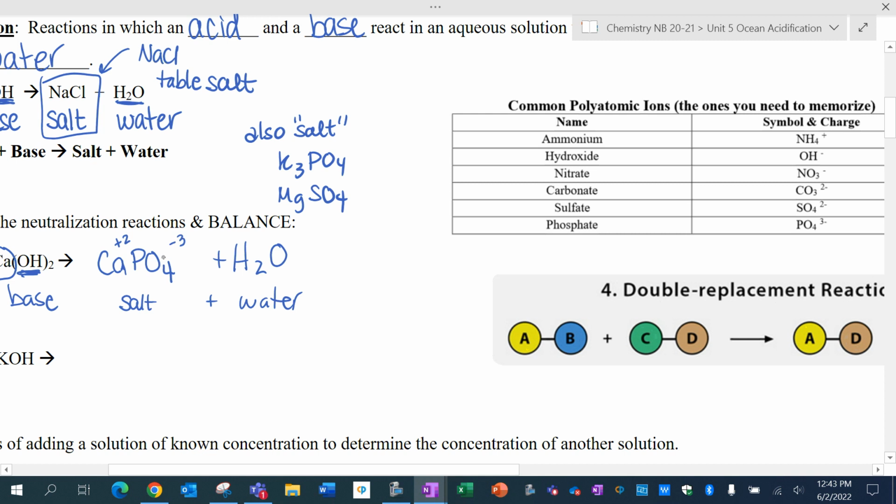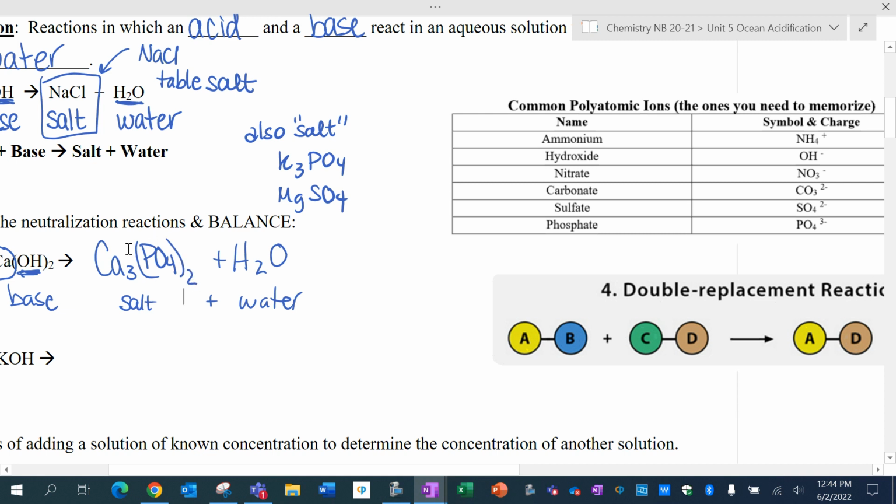And then to figure out the correct formula, I'm going to do a little crisscross to make sure my charges balance out. So whatever number is over here, that's going to become the subscript over there. And then this number is going to become the subscript over there. That looks kind of messy, so I'm going to rewrite this. Okay, so I end up needing 3 calciums for every 2 phosphates. And with this, we're going to put a 2 here.